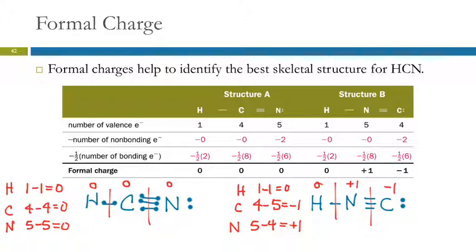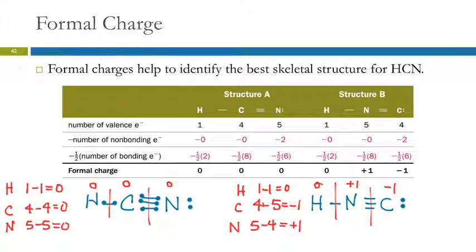This is a neutral molecule. These formal charges add up to 0 in both cases because we have the correct number of electrons in our structure. But here, the formal charges are 0. Here, they are non-zero. So we're looking for the lowest formal charge that tells us this is the correct structure.